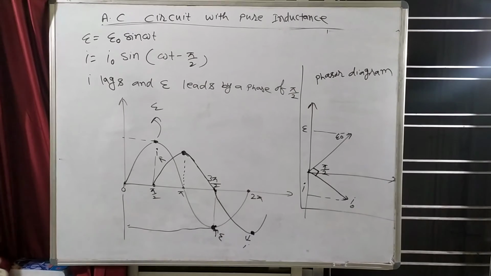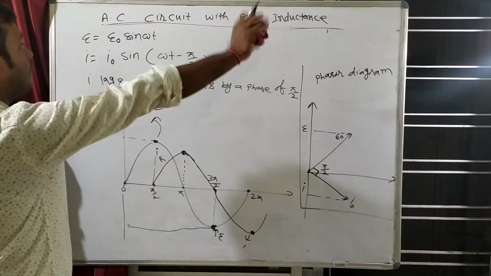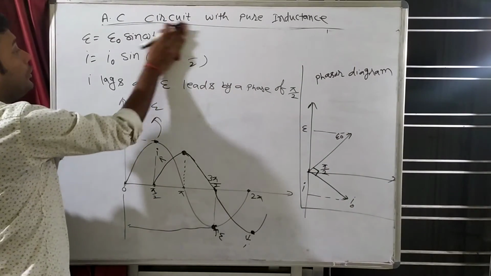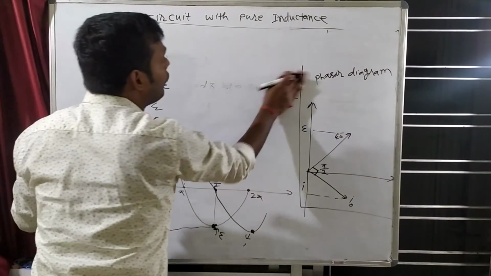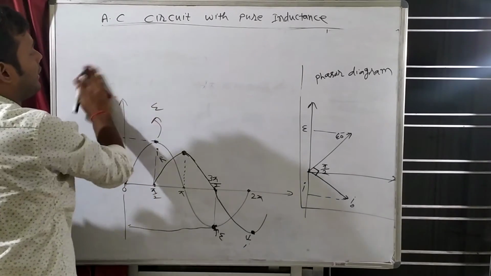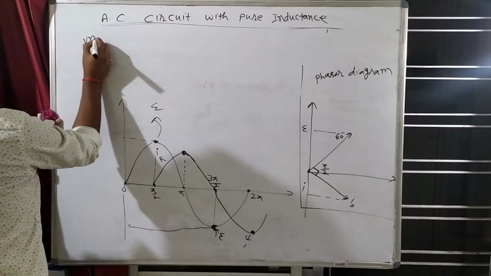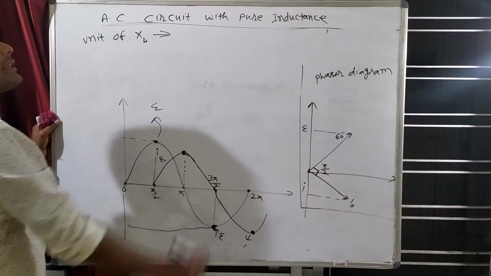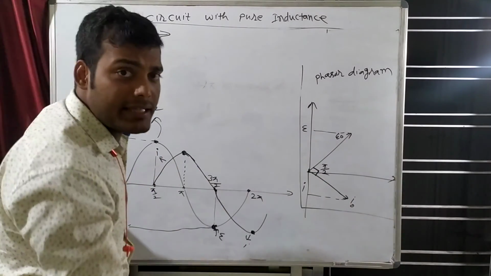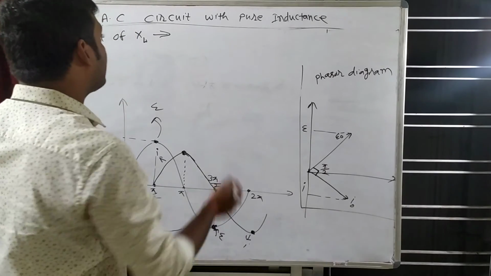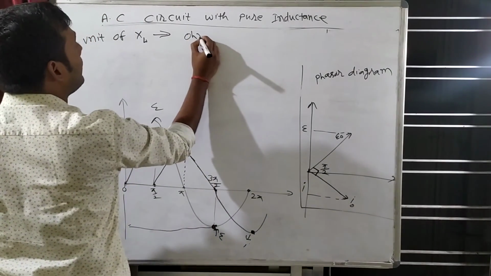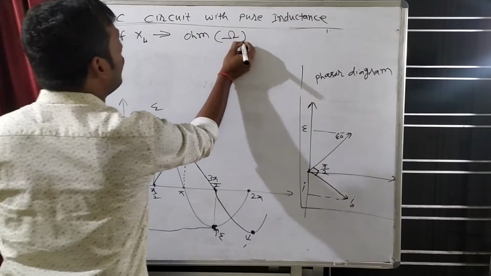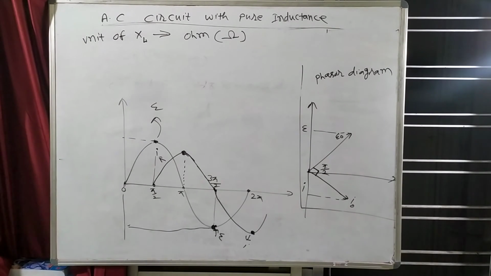So I think you have understood this. Now you have to understand some more things: what will be the unit of inductive reactance, XL. XL is the inductive reactance. Inductive reactance is also a resistance, the resistance in an inductor. So its unit will be ohm. And you all know the ohm symbol, it looks like this. So the unit of inductive reactance is ohm.